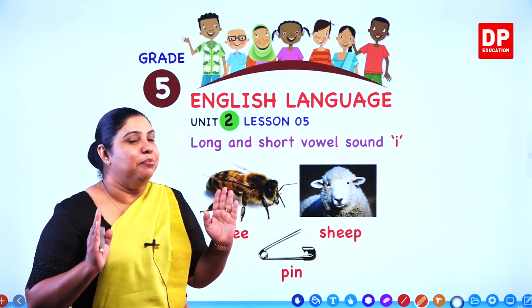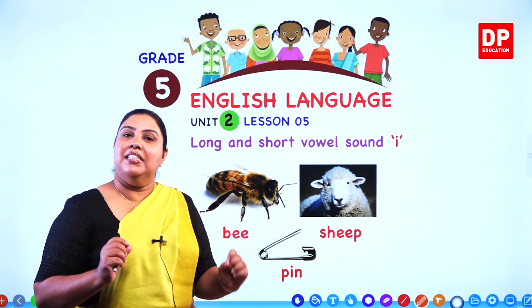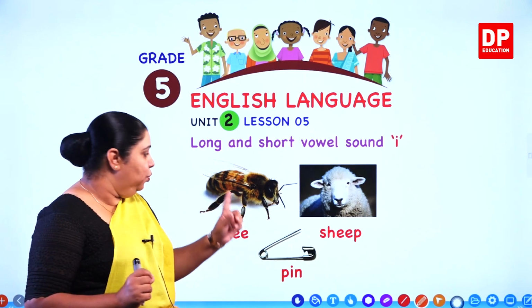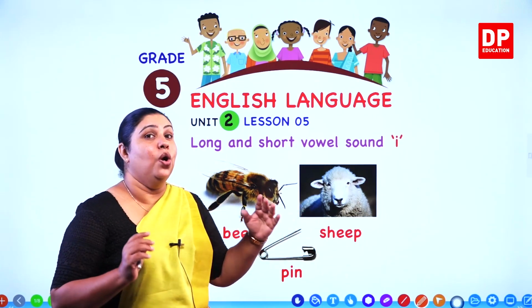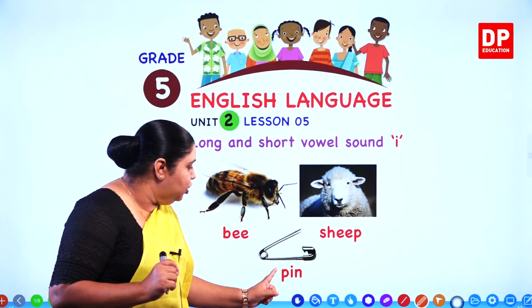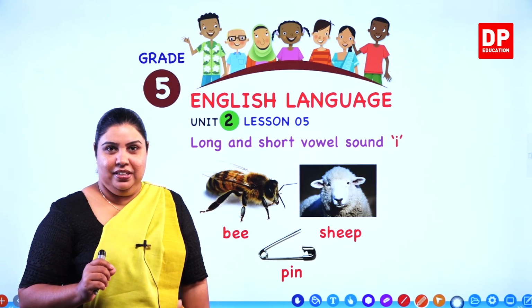ඔන්න පුතේ දැන් මෙතන පුංචි දුවලා පුතාලට පොඩි වෙනසක් අඳුර ගන්න පුළුවන්. When you look at the three pictures, two pictures have the long E sound and one picture has the short E sound. Okay?